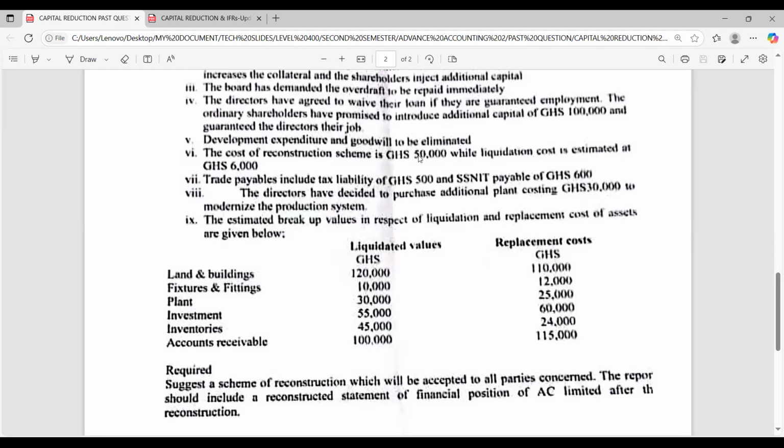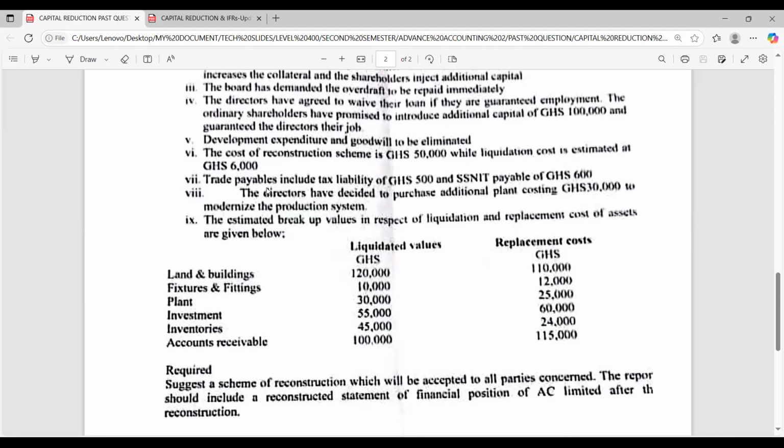They will always tell you the figure. So if I want to reconstruct, the reconstruction cost is 5,000. If I want to liquidate, the cost is 6,000. And we said that the second item to treat as part of the distribution is the liquidation expenses. And this is the liquidation expense we are talking about here.